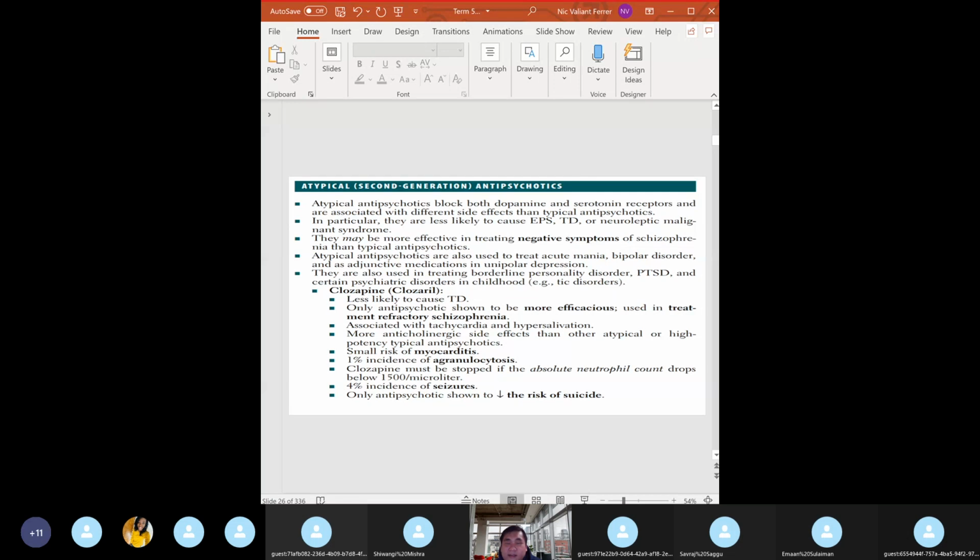Let's talk about the atypicals. They block both high-yield dopamine and serotonin receptors. D2, right? S2. They are less likely to cause EPS, TDs, or NMS, high yield. They are maybe more effective in treating negative symptoms of schizophrenia, high yield. Examples: clozapine. This is the poster girl for atypical antipsychotics. Clozapine, less likely to cause TD, more efficacious, high yield, used in treatment refractory schizophrenia.